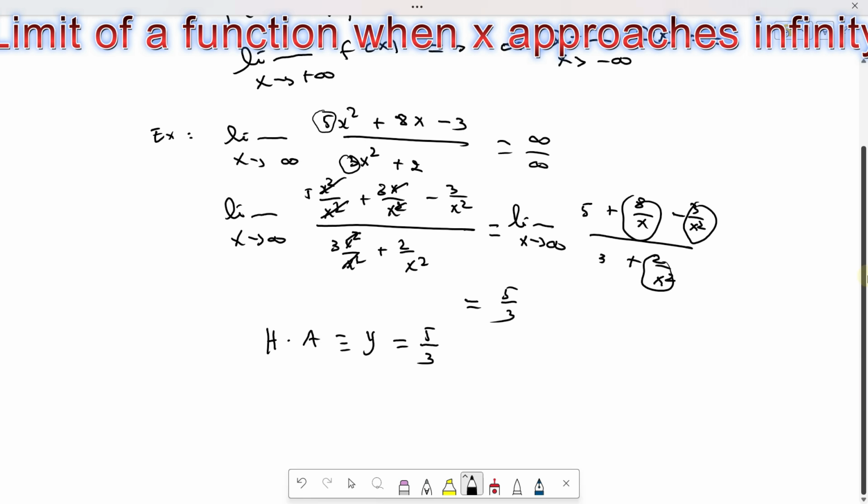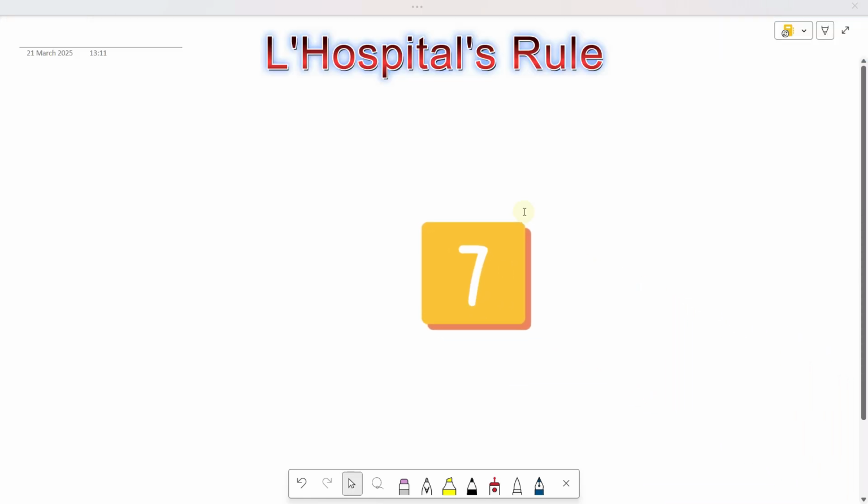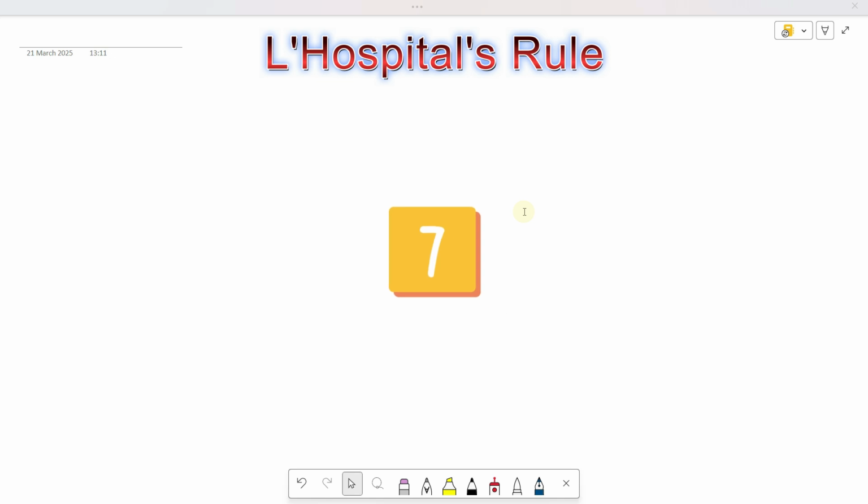All right, must know number 7. It's L'Hopital's rule. L'Hopital's rule is applied when we have these two indeterminate forms, when we have a limit equal to 0 over 0, or when we have infinity over infinity. So L'Hopital's rule saves our time.